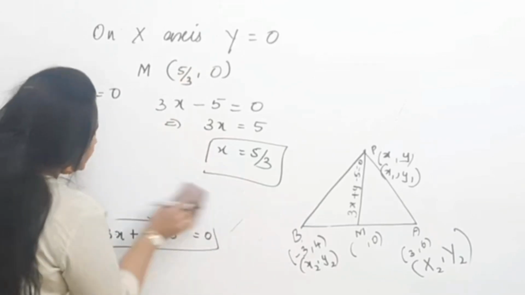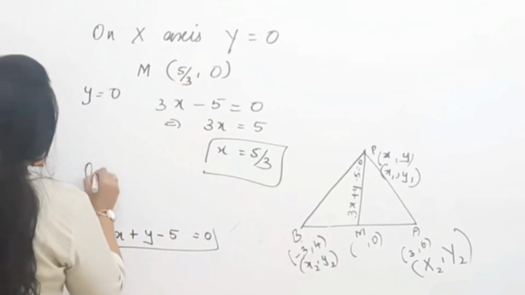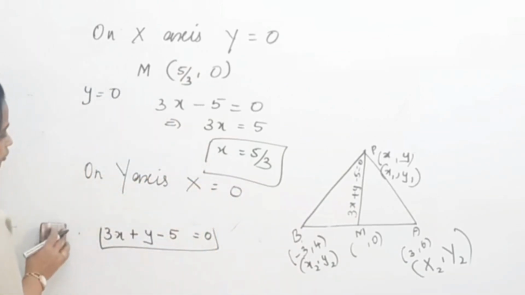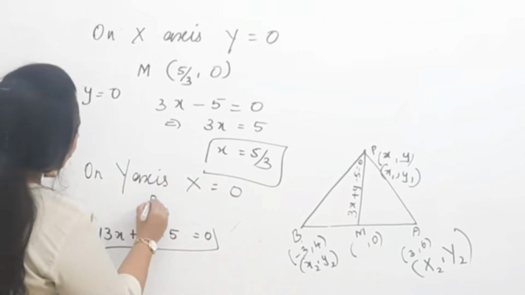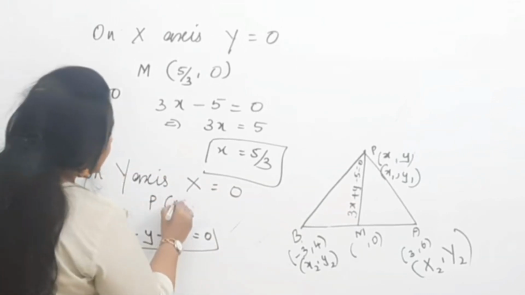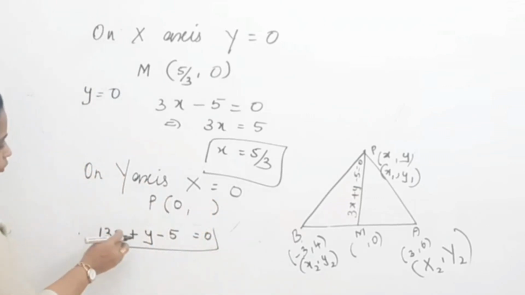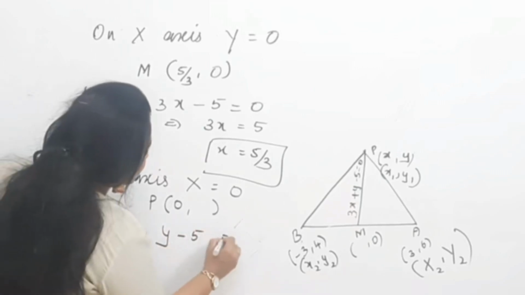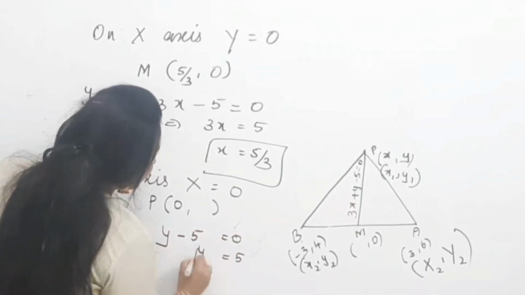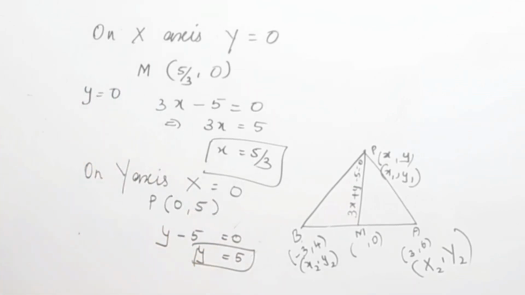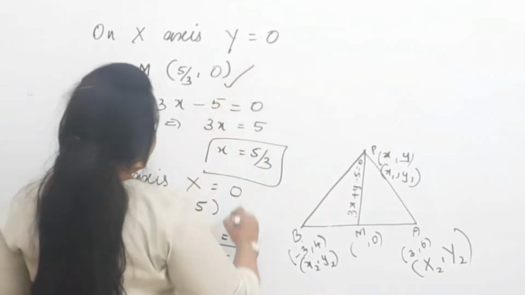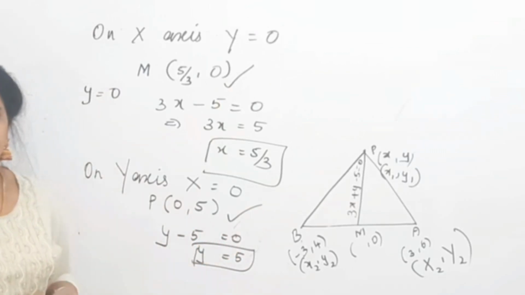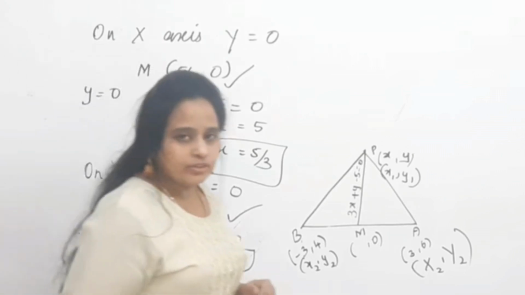Now I have to find it in a similar way on the y-axis. x is equal to 0. So I have to find my P coordinate. On the y-axis, x is 0, so I have to find my y. So put x equal to 0. That becomes y minus 5 equal to 0, that is, y is equal to 5. So my y coordinate is 5. As simple as that, I got my coordinates P and M. So that's it, what we had to find for the question. It's all done, so we move on to the next question.